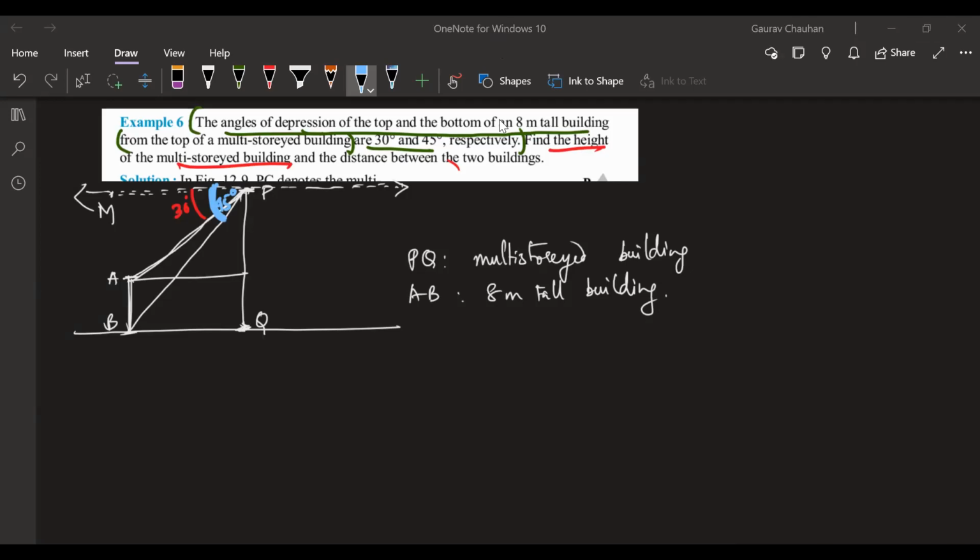So I am going to use alternate interior angles, parallel lines. These are the two parallel lines here, and this is my transversal, so this will also be 45 degrees. In the same way, this and this are parallel lines, so alternate interior angles for this transversal, 30 degrees, so this will also be 30 degrees. That's going to be my approach to this question.